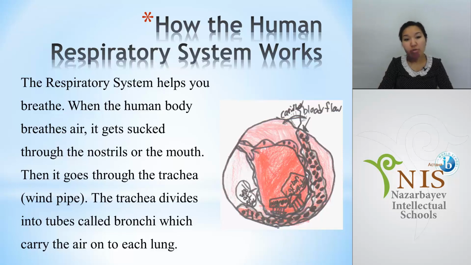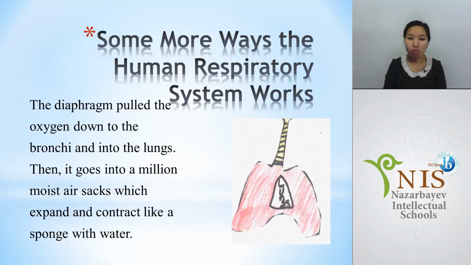How does the human respiratory system work? When we are breathing, first of all we start from the mouth cavity or nasal cavity. Then everything goes to the trachea. The windpipe, or trachea, divides into two tubes which are called bronchi. Then the bronchi divide into groups which are called bronchioli, and the bronchioli finish with a group of air sacs which are called alveoli.